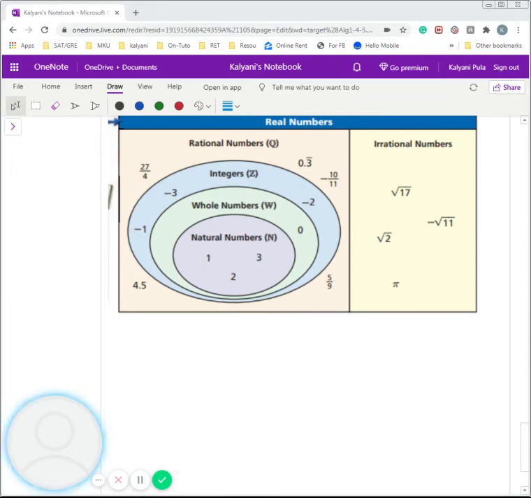Next one is irrational. Irrational means numbers, let's say if I find the square root of 2, non-repeating and non-terminating. So let's talk about it. What does this mean? Non-repeating means it won't repeat. Let me show you some quick examples so you can get a good idea on this one.